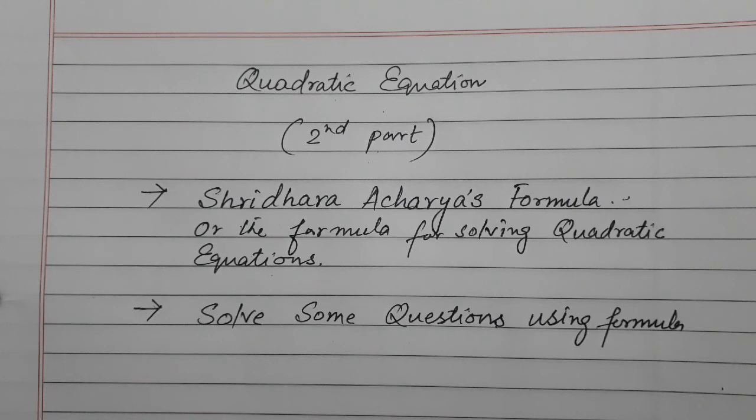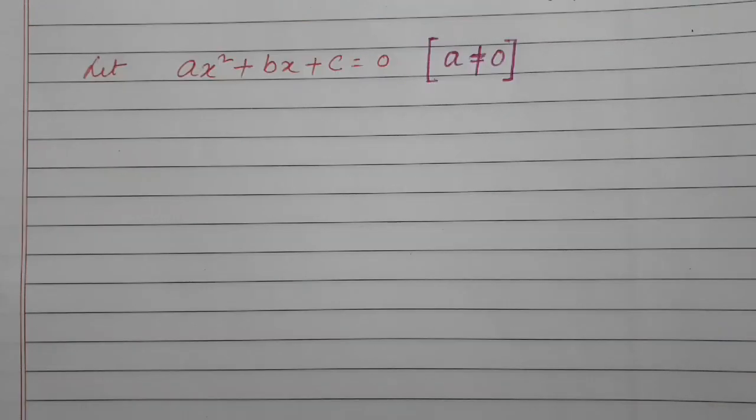Now here in this part we will learn Sridhar-Acharya's formula, that is the formula for solving a quadratic equation, and we will solve some more questions by using the formula. So let ax square plus bx plus c equals to 0, where a is not equals to 0. In my previous video I have told why a is not equals to 0 is very important. Now since a is not equals to 0, we can divide by a.